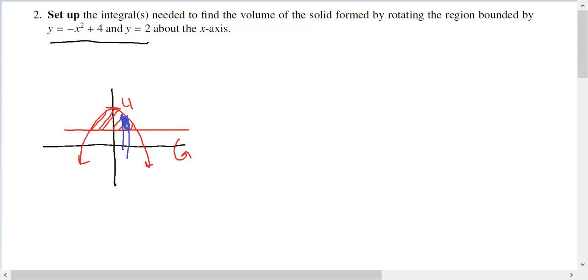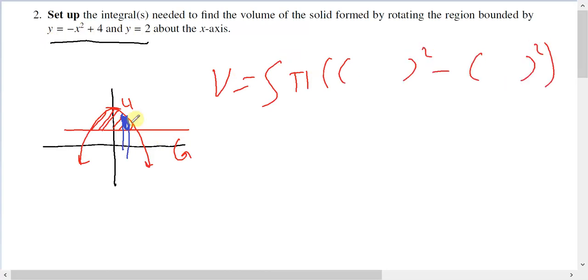So I know that what I'm using, because it's perpendicular, is the disc or washer method, and it's going to require two discs. That's why I'm calling it the washer method. So it's integral pi, and so I've got radius squared minus radius squared. That's because part of it's shaded and part of it's not shaded, and then this is all being measured from the x-axis, so it's dx.